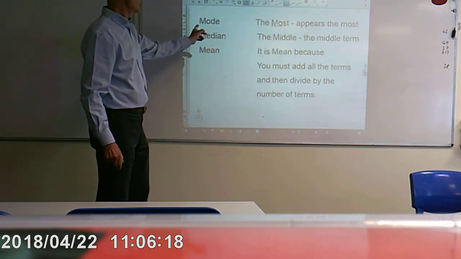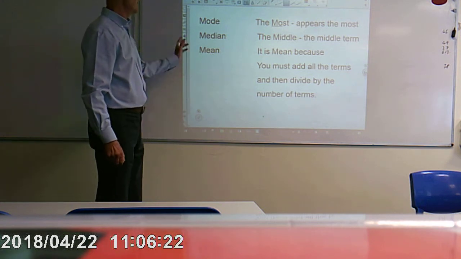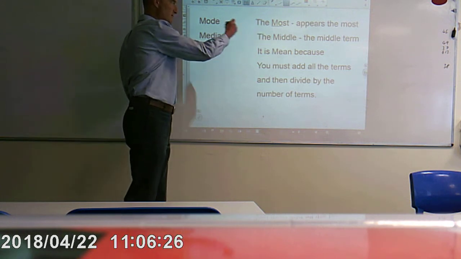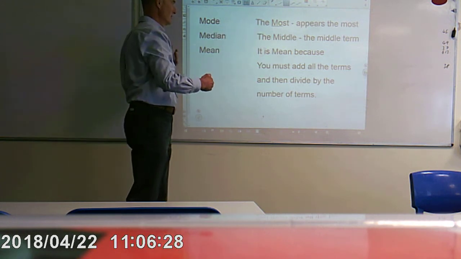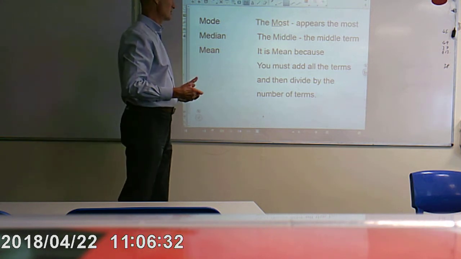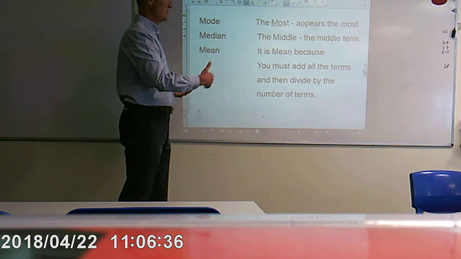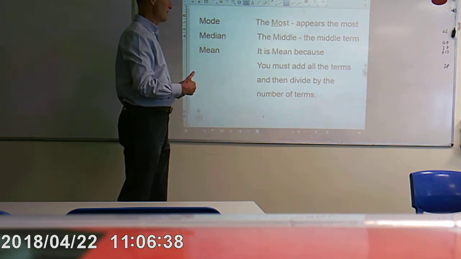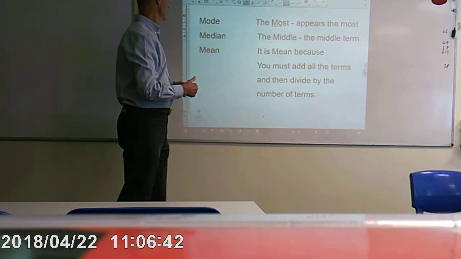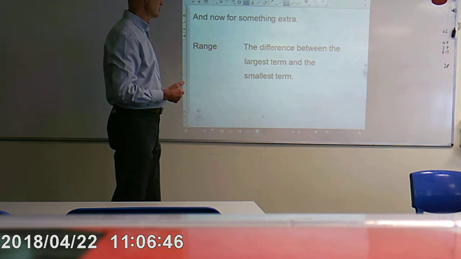Reminder, mode, the number that appears most times in our sample. Median, write out our sample numbers in order from smallest to largest, and it's the number that comes in the middle. Mean is the one that makes you do more work, so it's mean to you. Add all the numbers up in the sample and divide them by the total number of examples you've got, okay? Don't forget range, difference between the largest and the smallest term.